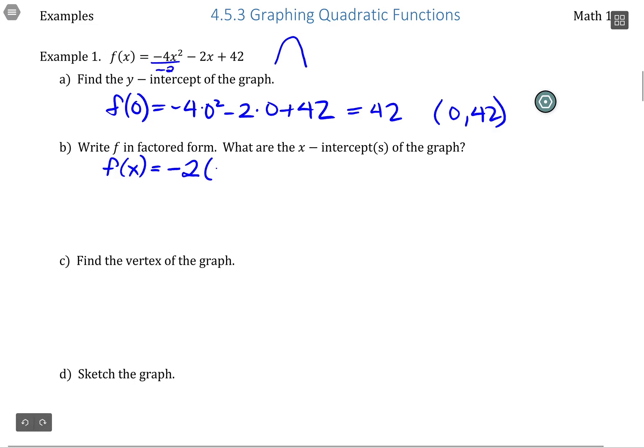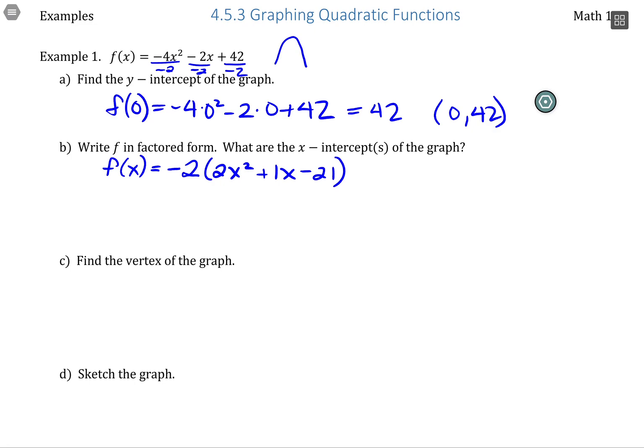So negative 4 over negative 2 is 2. Negative 2 over negative 2 is 1, and you don't have to write the 1, of course. 42 over negative 2 is negative 21. That's partially factored. It's not fully factored. Sometimes you won't be able to do better than that, and in that case, to find your intercepts, you're going to have to complete the square or use the quadratic formula. But I think I can do better in this one.